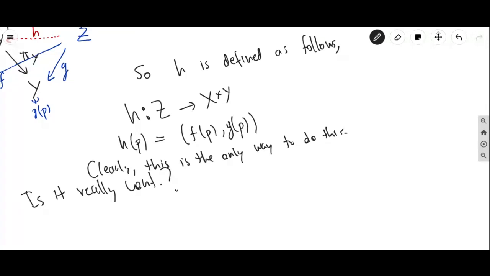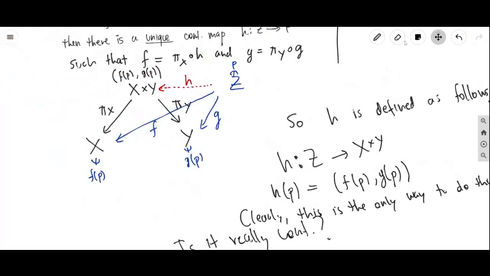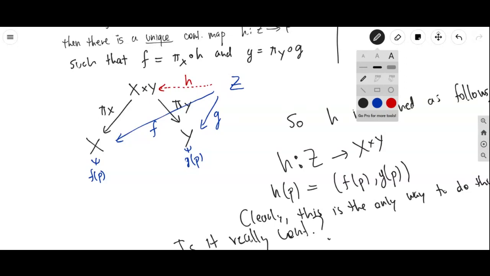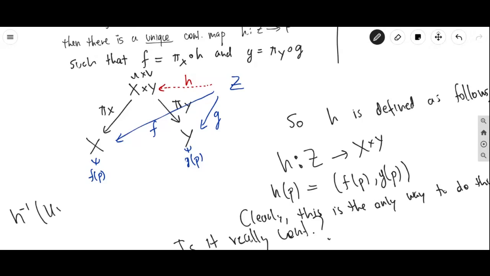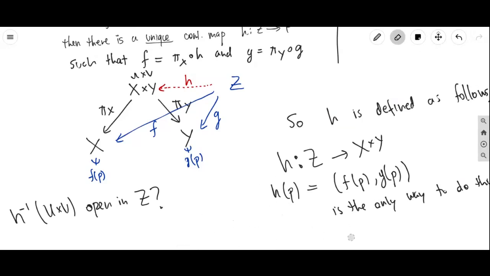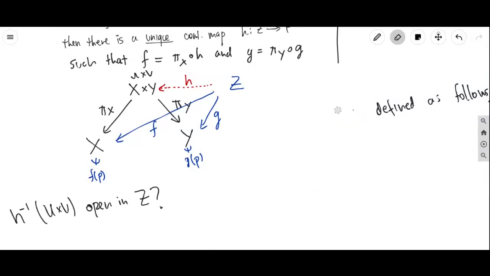So here's the way you do it. You just have to check the open set condition. You have to pick an open set in here and see where it goes. You have to pull back an open set. Let's say you can assume it's a basic open set. So you pick a basic open set of the form U times V, and the question is, is h inverse of U times V open in Z? That's what we have to check to see if it's continuous.